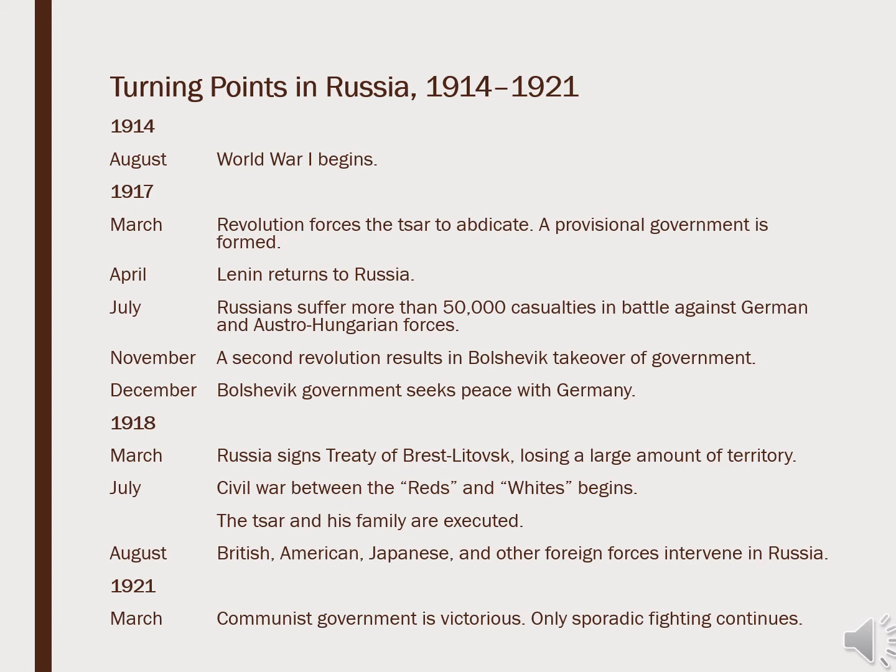And then in December, they start to seek peace with Germany. In March the next year, Russia will sign the Treaty of Brest-Litovsk, which ends the war officially with Germany. They give up scads of territory as part of it, including basically like Poland and a lot of that area. Anyway, in July, a civil war will begin between the Reds and the Whites.